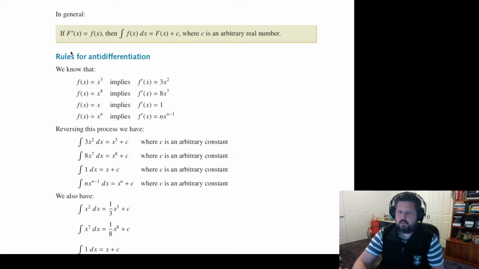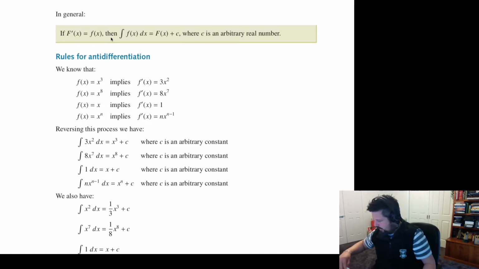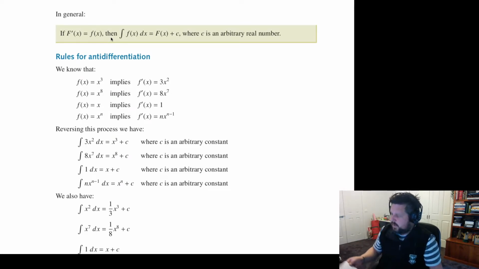In general, there's a rule. It says if you have, and we use the big F here, the antiderivative of the derivative is going to be the original function. That's what that's saying. So again, you'd be saying the general antiderivative of f of x with respect to x is equal to bigger F of x plus c, where c is the arbitrary real number.